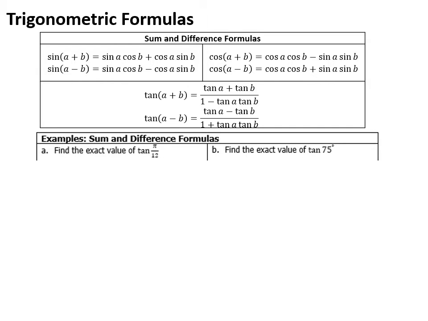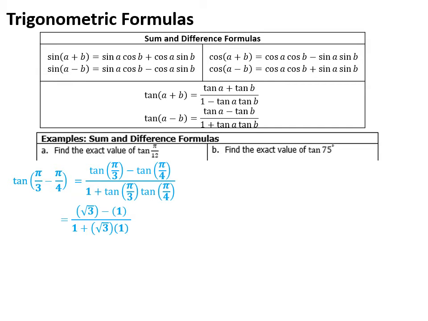So find the exact value of tangent of pi over 12. Well, pi over 12 can come from pi over 3 minus pi over 4. So the tangent of that subtraction is tangent of pi over 3 minus tangent of pi over 4 over 1 plus tangent of pi over 3, tangent of pi over 4. Tangent of pi over 3 is root 3. Tangent of pi over 4 is 1. And simplify, we get root 3 minus 1 over 1 plus root 3.